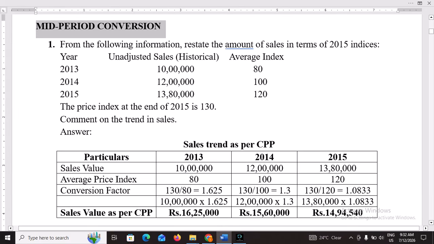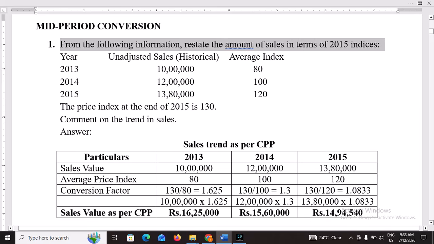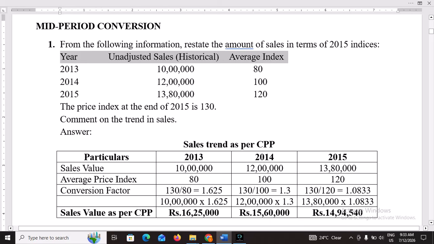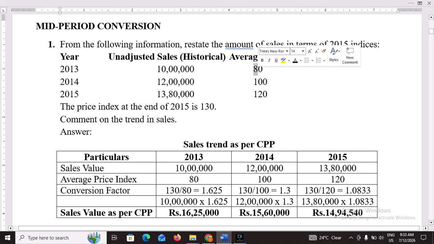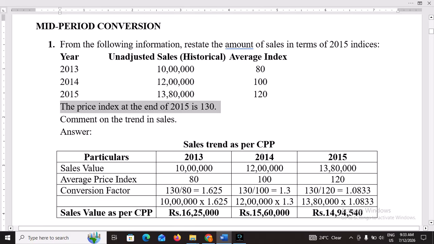Mid-period conversion. Now a question: from the following information, restate the amount of sales in terms of 2015 indices. Years 2013, 14, 15. Unadjusted historical sales: 10 lakh, 12 lakh, 13 lakh 80,000. Average index: 80, 100, 120. The price index at the end of 2015 is 130. Comment on the trend in sales.